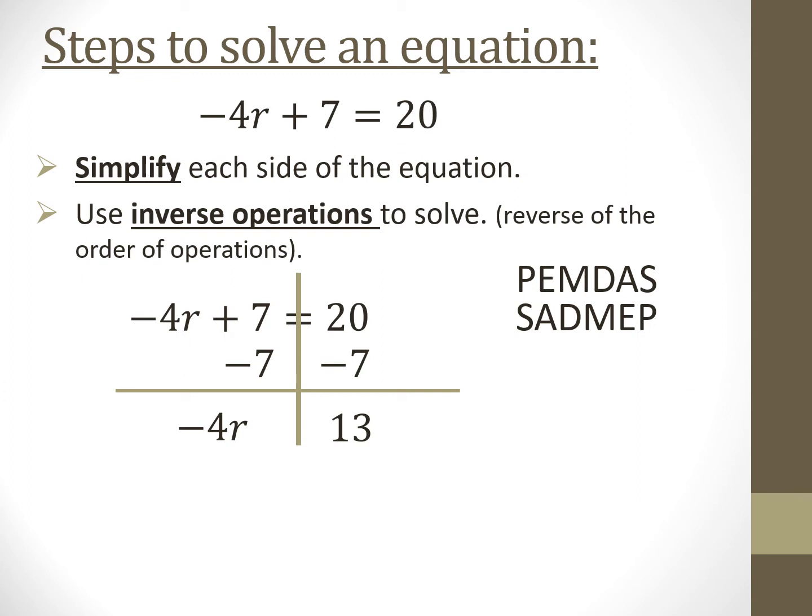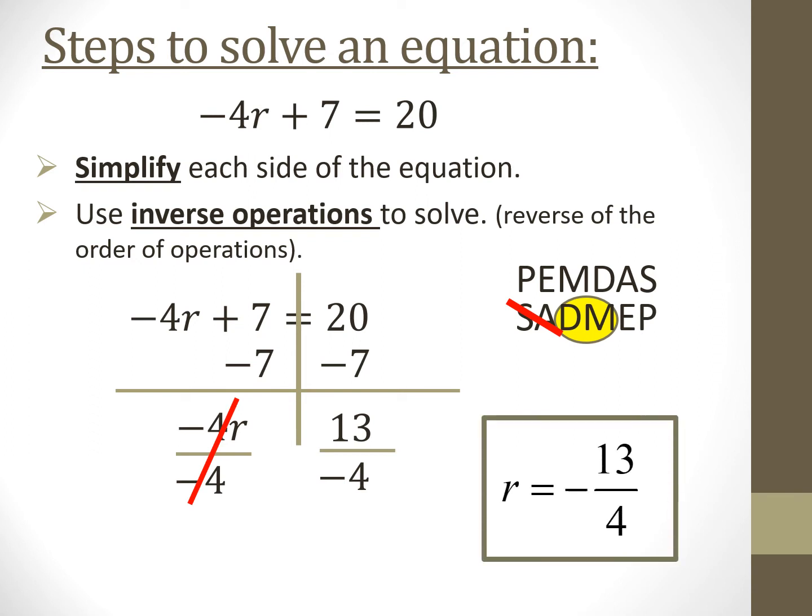Well, now I have multiplication. Negative 4 times r is multiplication. I'm going to undo multiplication by doing division. So I'm going to divide both sides by negative 4. So my negative 4s will divide to 1, so I can just cross those out. And my answer will be r equals negative 13 over 4.